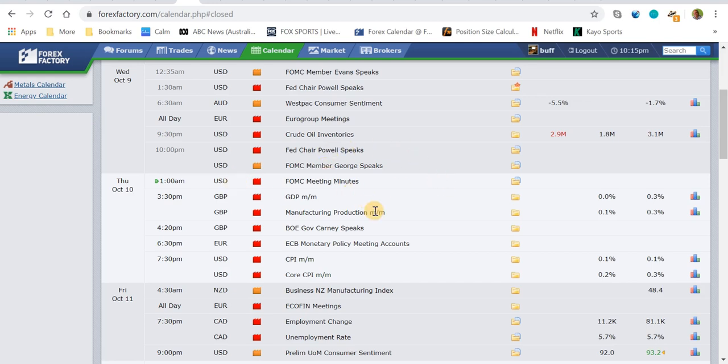So it's just Forex Factory. It's all my local time. It's 10:15 at the moment, so that's 1 a.m. So you can see where it's at.